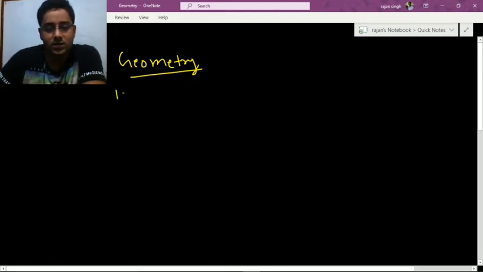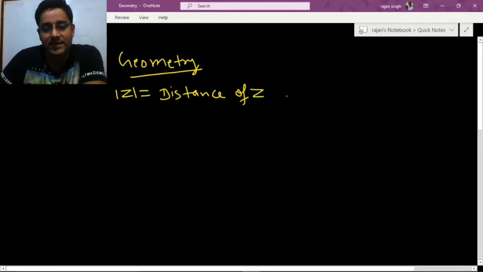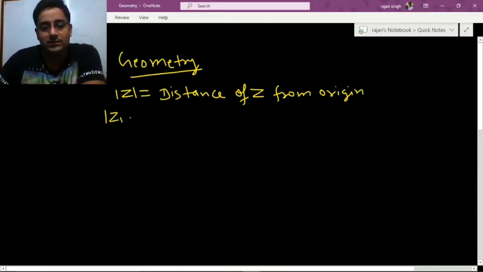Let's say one thing. Modulus of z, that's the definition. And what is the meaning of modulus of z? It's the distance of that complex number z from the origin, right? So this thing, mod of z1 minus z2.